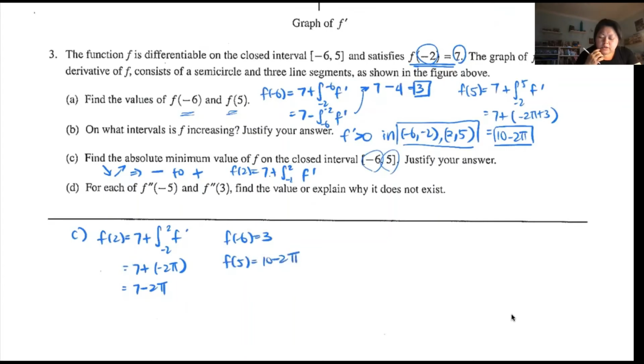So is this truly a minimum? Well, I know 7 minus 2 pi must be smaller than 10 minus 2 pi. So already I know that's smaller. Now I just got to check it against 3 because I don't know if that is truly smaller than 3. If it's truly smaller than those two, then this is truly an absolute minimum because this is a closed interval. That's the lowest point, right?